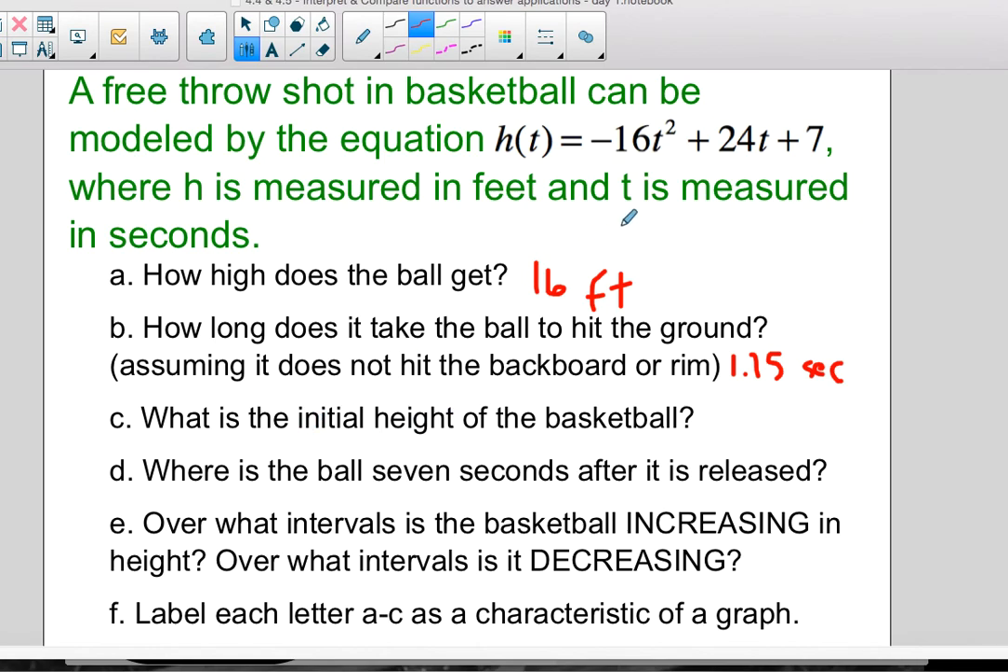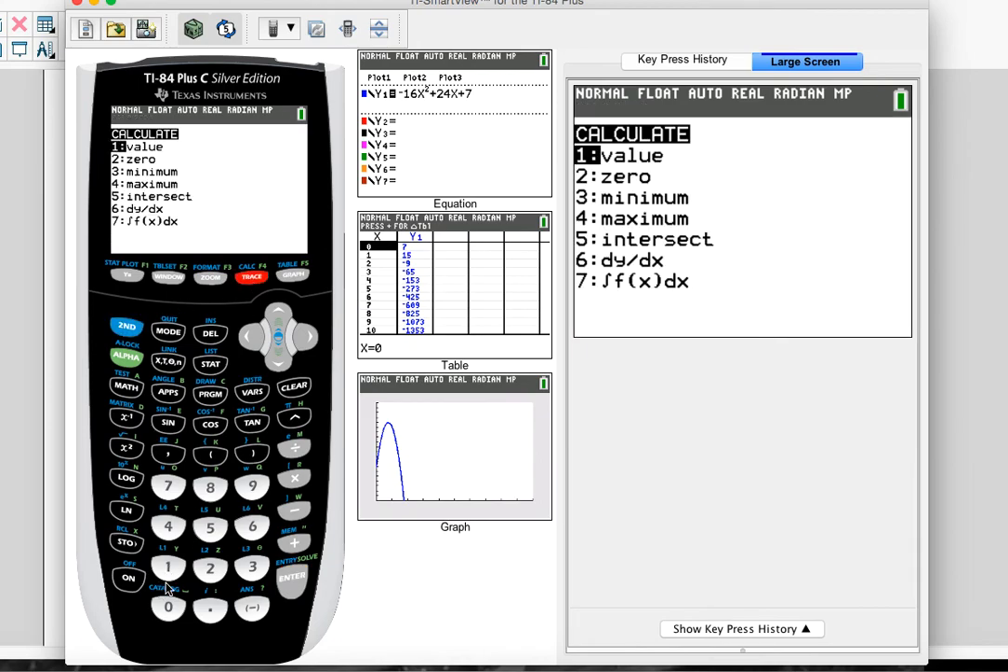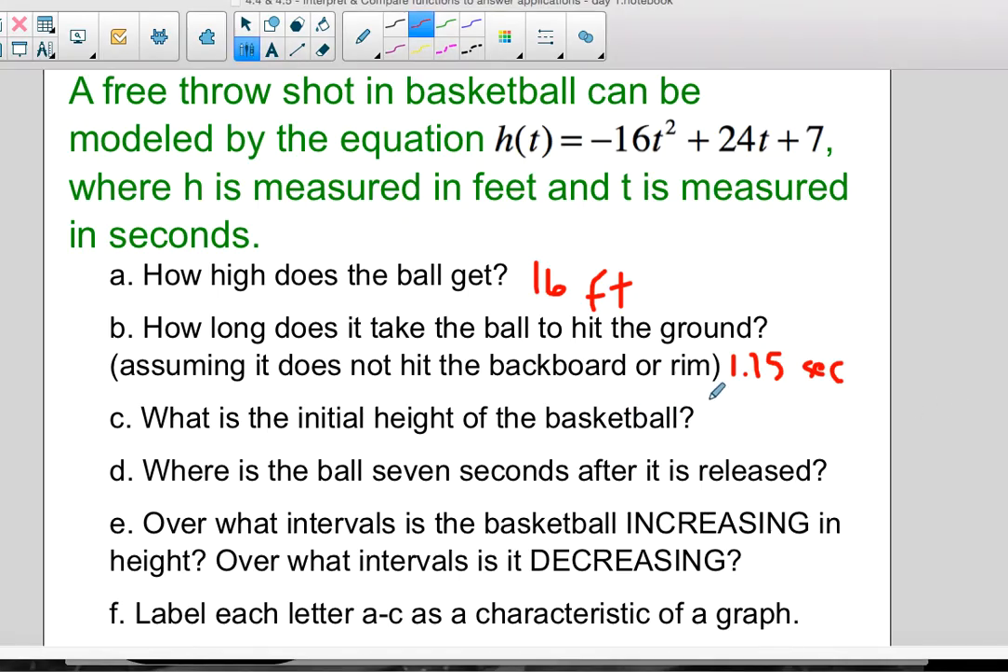What is the initial height of the basketball? So just the starting height. So if I plugged in 0 for t, that'd be the starting height. So that would just be 7 feet. Again, if you did it on your calculator, you could just hit the value button and type in x is equal to 0. Get 7. So 7 feet.